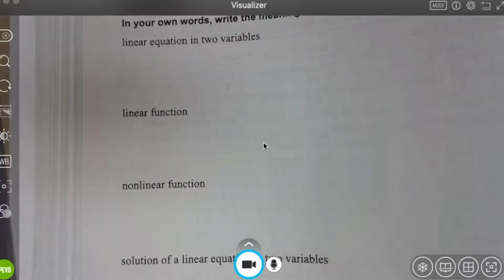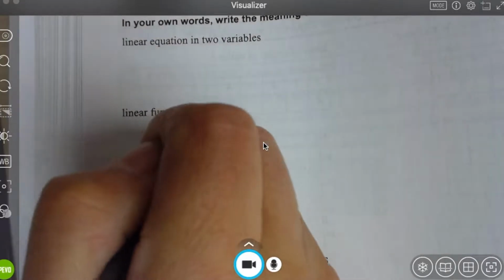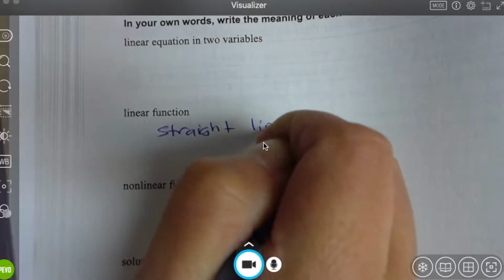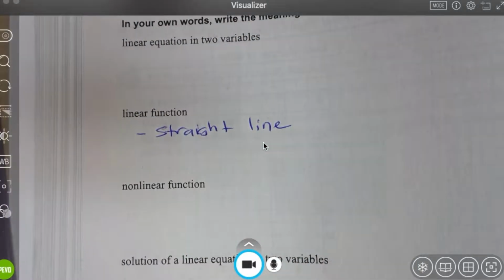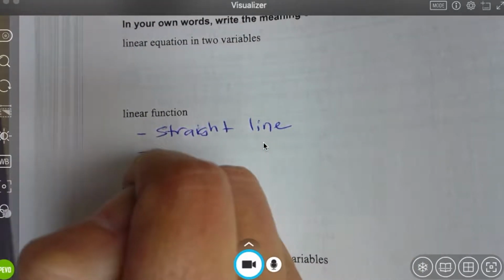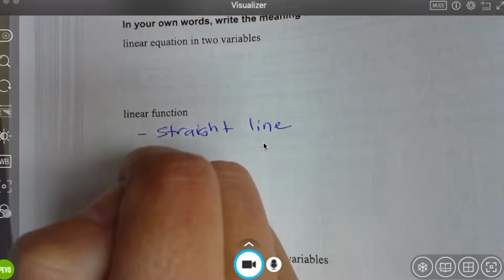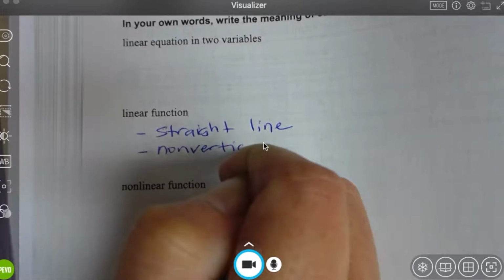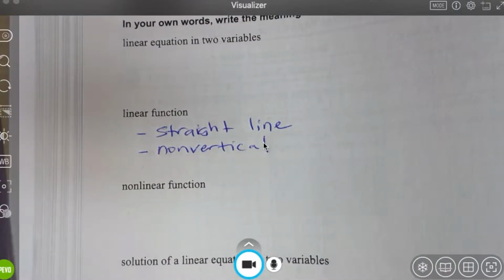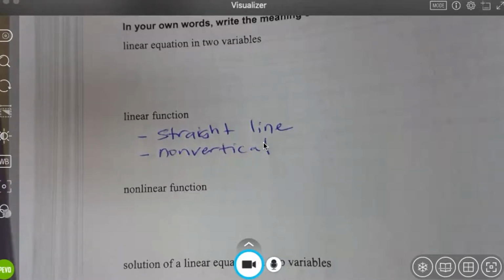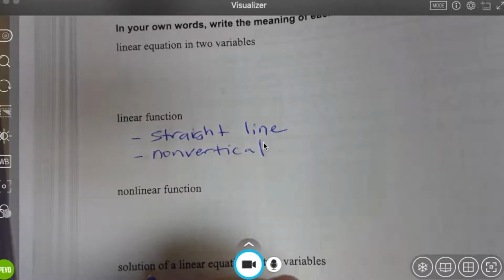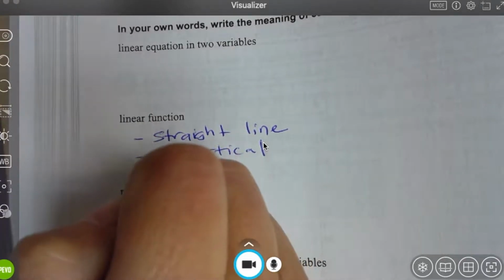By the way, a line by definition is straight, so I'll just put it here. It is a straight line. Okay, what else is it? I heard someone say it. Non-vertical. Because if it's a vertical line, it does not have a slope. So vertical lines do not. Non-vertical. What else? It has a rate of change.